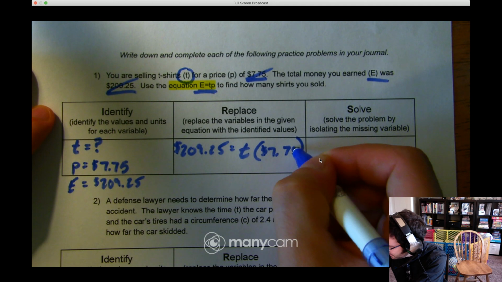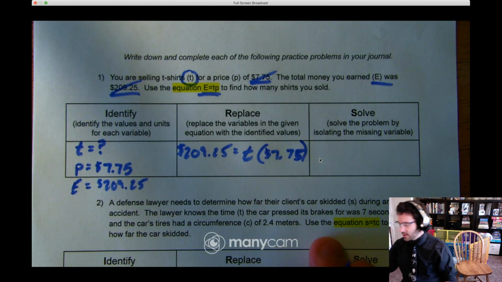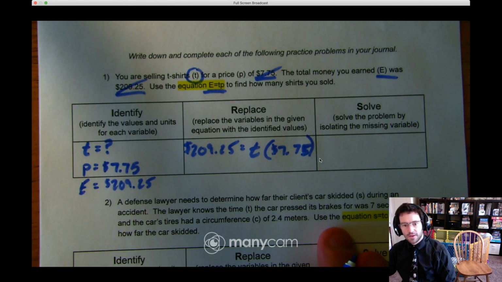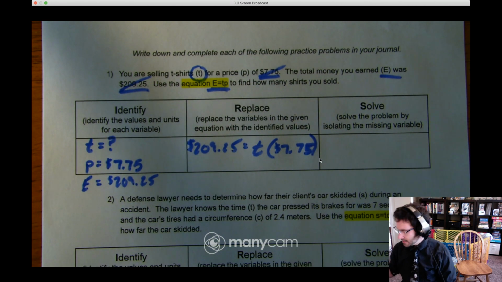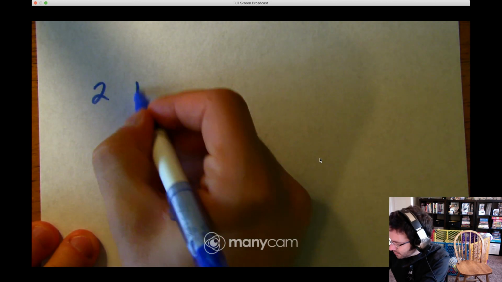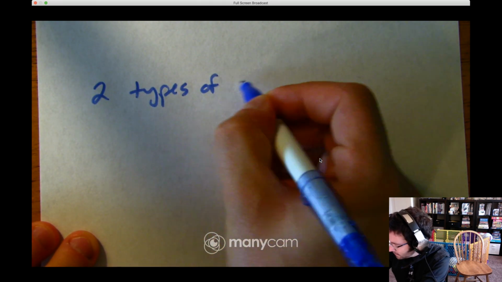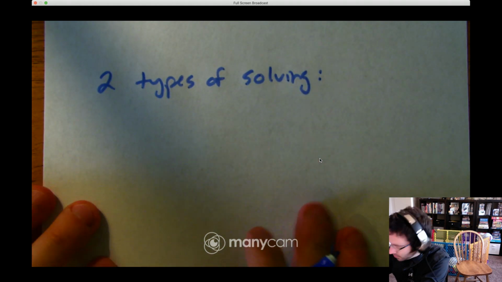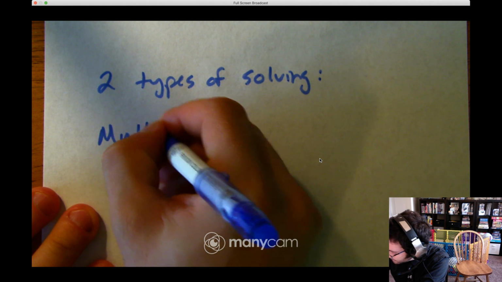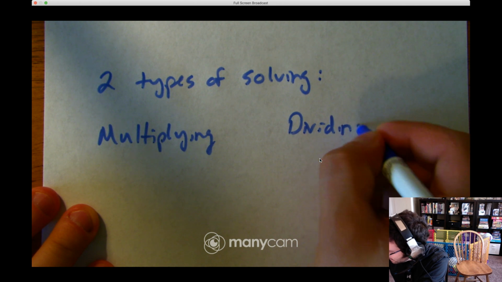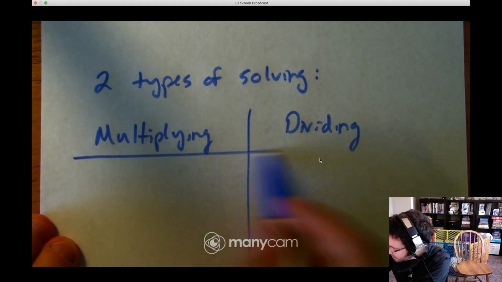$7.75. Now, at this point, I'd like you to go back and look at Journal 2A and see if you can figure out how to solve this. But I'm going to give you a couple more hints to hopefully point you in the correct direction. So there are really only two types of solving for these types of equation. There's multiplying, and then there's a dividing move. Let's look at multiplying first, because that's a little bit simpler.